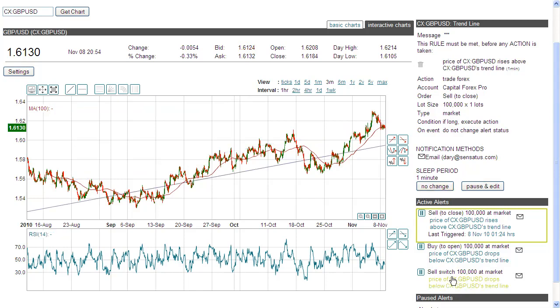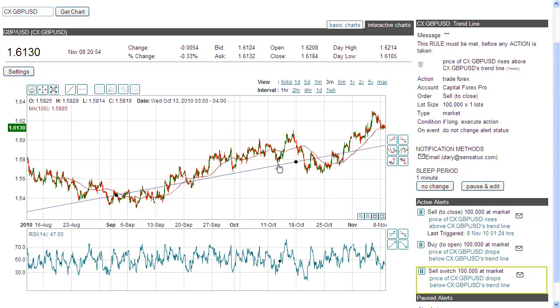In case the trade does not work out as planned and the price pulls back, if the 1 hour candle falls below this trend line, I'm going to switch from a long position into a short or sell position. So to do that, I have set up a sell switch trade, which sells to close any long position I may have and then sells to open a short position. If I do not have a long position, then I will only sell to open a short position. So this rule is set to execute if I'm not short. So that means if I have no position or if I'm in a long position, this rule will execute.